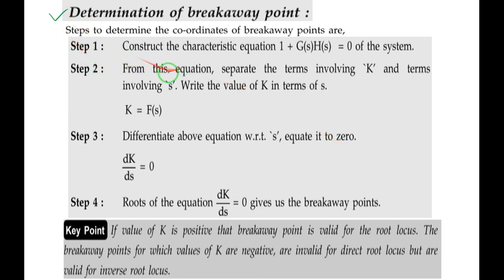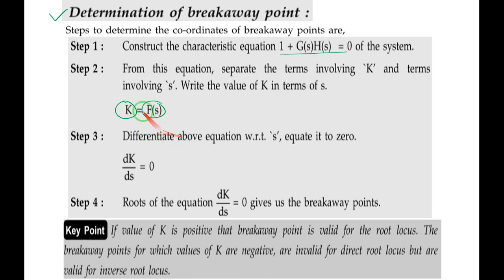The steps are as follows. First, construct the characteristic equation 1 plus G(s)H(s) equal to 0. After constructing, separate out the s terms on one side and the k term on one side, so K is equal to a function of s.